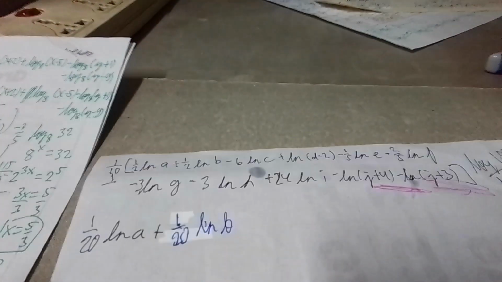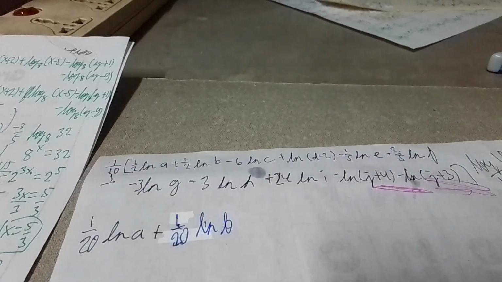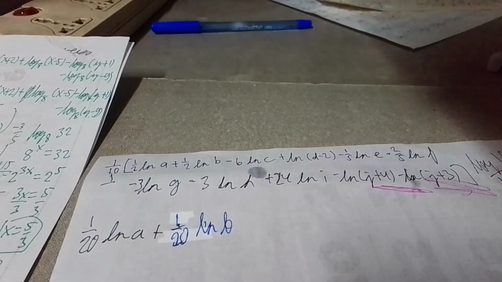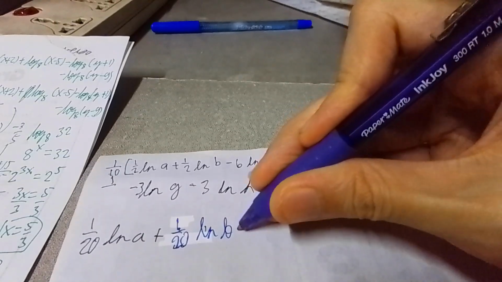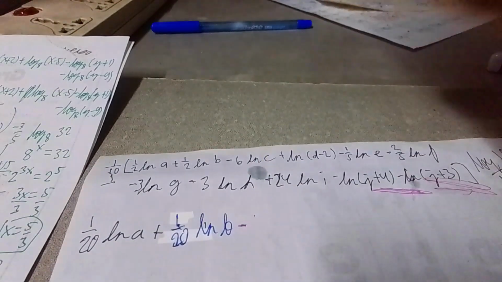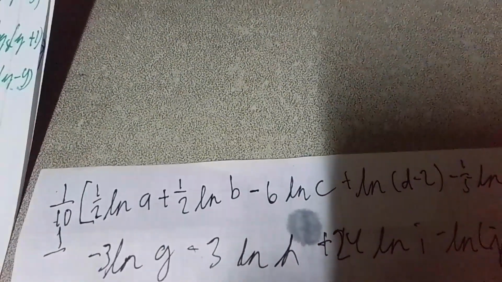1/20 ln of B. Remember, the ln of B is right here, right? Sayang, dapat ginamit ko nila yung kulay kanina eh, para mas makulay. Sayang. And then we have minus, remember, we have, ano yun? 1/10 times 6. What's 1/10 times 6?